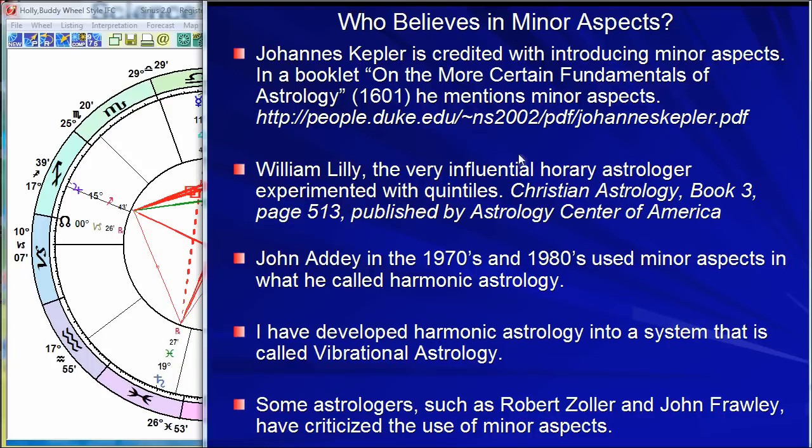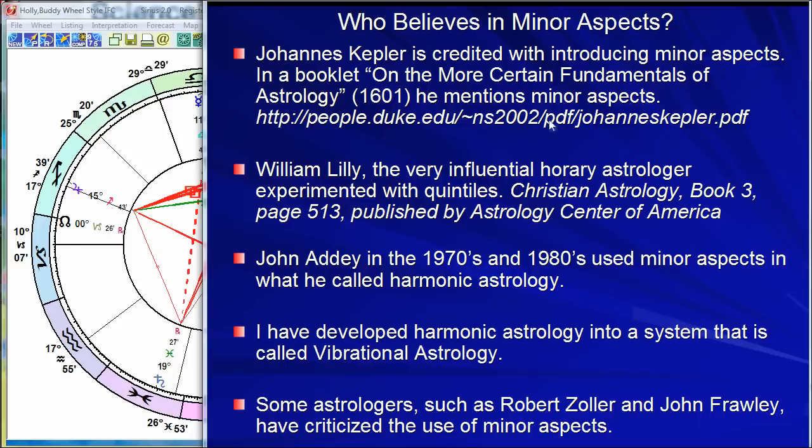So just to give you an idea of some of the history behind minor aspects, Johannes Kepler is credited with introducing minor aspects, is what the historians say. He has a booklet that he wrote, published in the year 1601, called On the More Certain Fundamentals of Astrology, and in that booklet he mentions minor aspects.